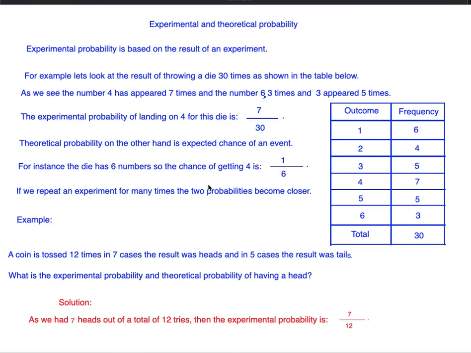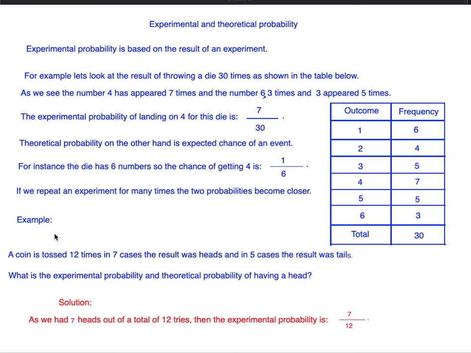However, if you keep repeating an experiment for a greater number of times, then the result of experimental probability and the theoretical probability will get closer and closer.